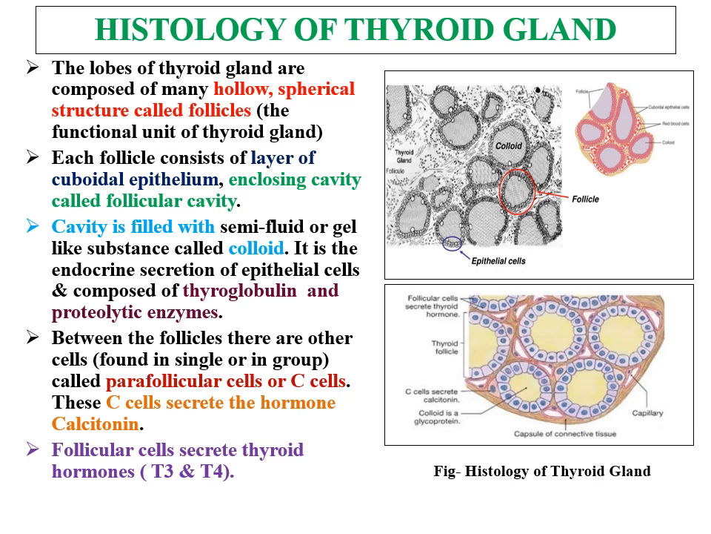Now coming to the histology of thyroid gland, we have already seen that it consists of two lobes, and each lobe is composed of many hollow spherical structures called the thyroid follicles, and these are the functional unit of the thyroid gland. Now each follicle consists of a layer of cuboidal epithelium enclosing a cavity called the follicular cavity, and this cavity is filled with a semifluid or gel-like substance called colloid. This colloid is nothing but the secretion of epithelial cells and is composed of thyroglobulin and some proteolytic enzymes.